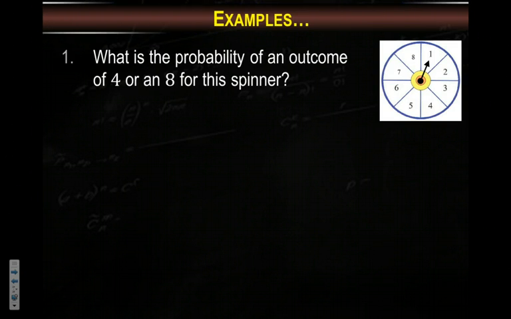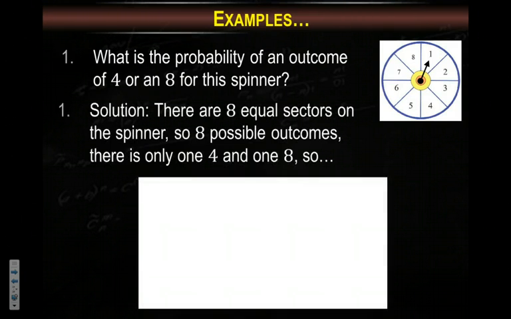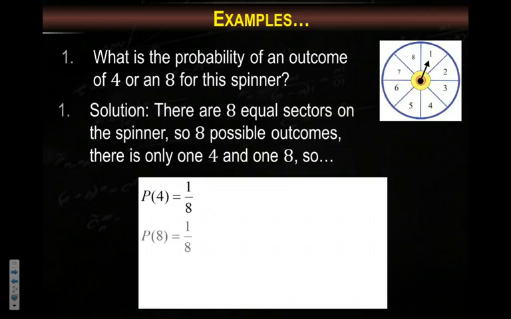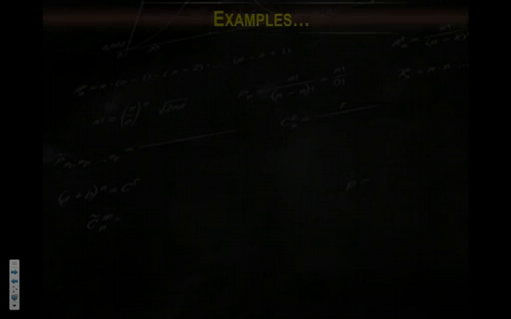Okay, but let's be clear. The way it was calculated is the total number of outcomes is 8. The number of favorable outcomes is 2. There are 2 possible numbers. I can get a 4 or an 8. Those are 2, which is 2 out of 8, which can be reduced to 1 out of 4. Okay? Which comes out to 12.5%, which is low.